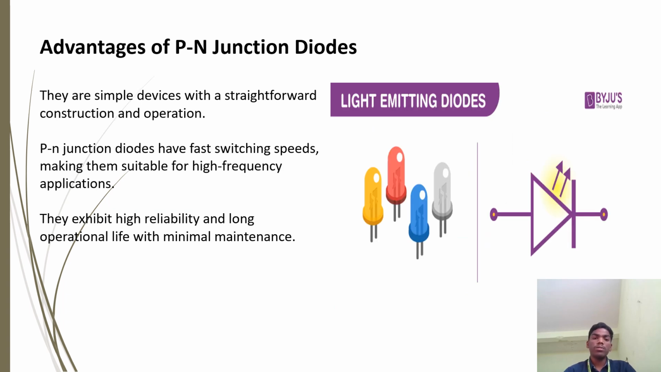What are the advantages of PN junction diodes? They are simple devices with straightforward construction and operation. PN junction diodes have fast switching speeds, making them suitable for high frequency applications. They exhibit high reliability and a long operating life with minimal maintenance.